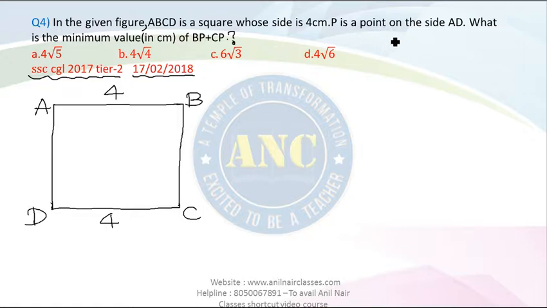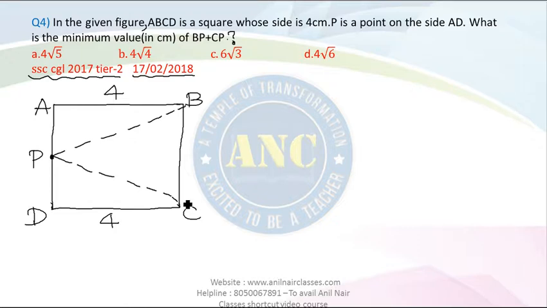P is a point on the side AD. Now, there is a point which is exactly located on the side AD. That means this point is on the line AD. What is the minimum value in centimeter of BP plus CP? They are asking you to find the minimum value in centimeter.